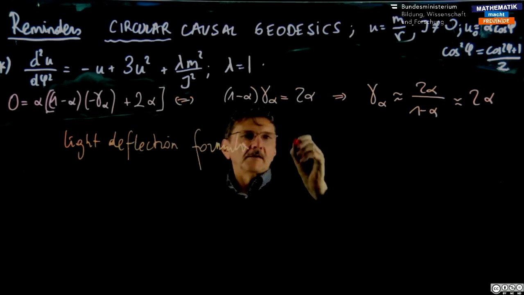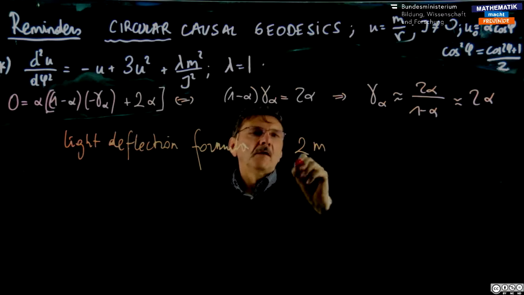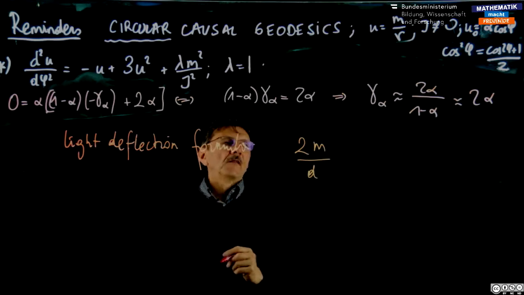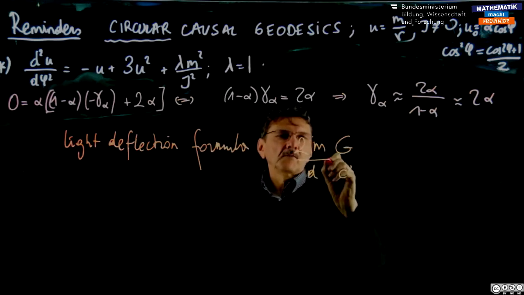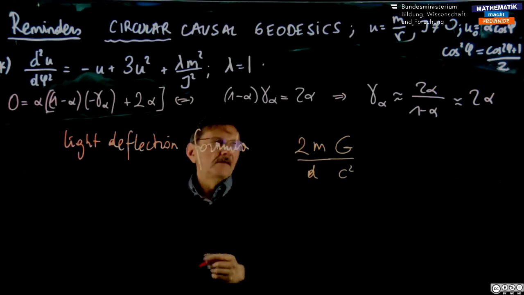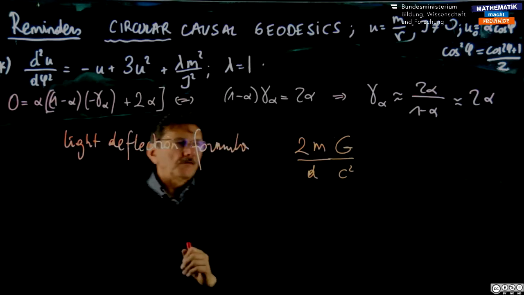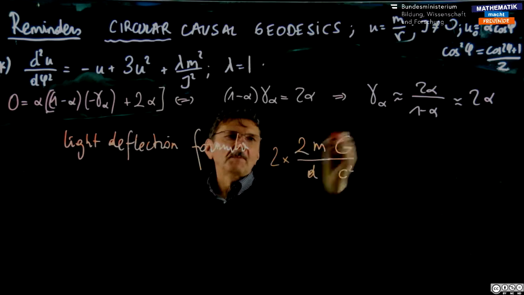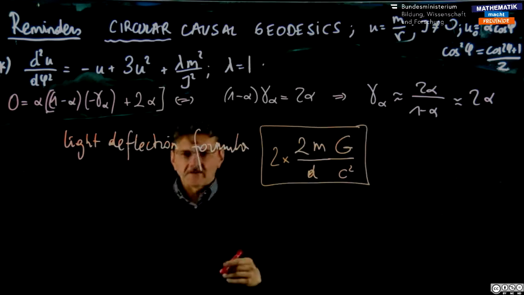So I get 2, and alpha was m over d, where d is the distance of the closest approach. And if I put in the things I need to make it SI, in our calculation G was 1 and c was 1, if I just want to include this. And there's a 2. Can someone tell me why there is a 2?